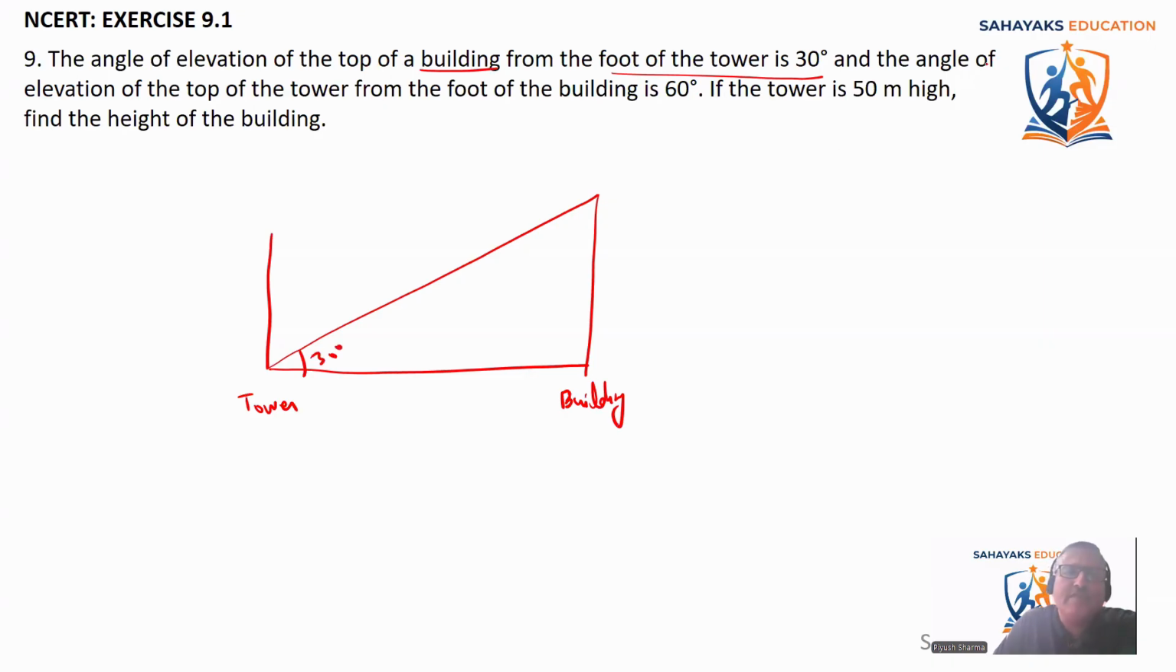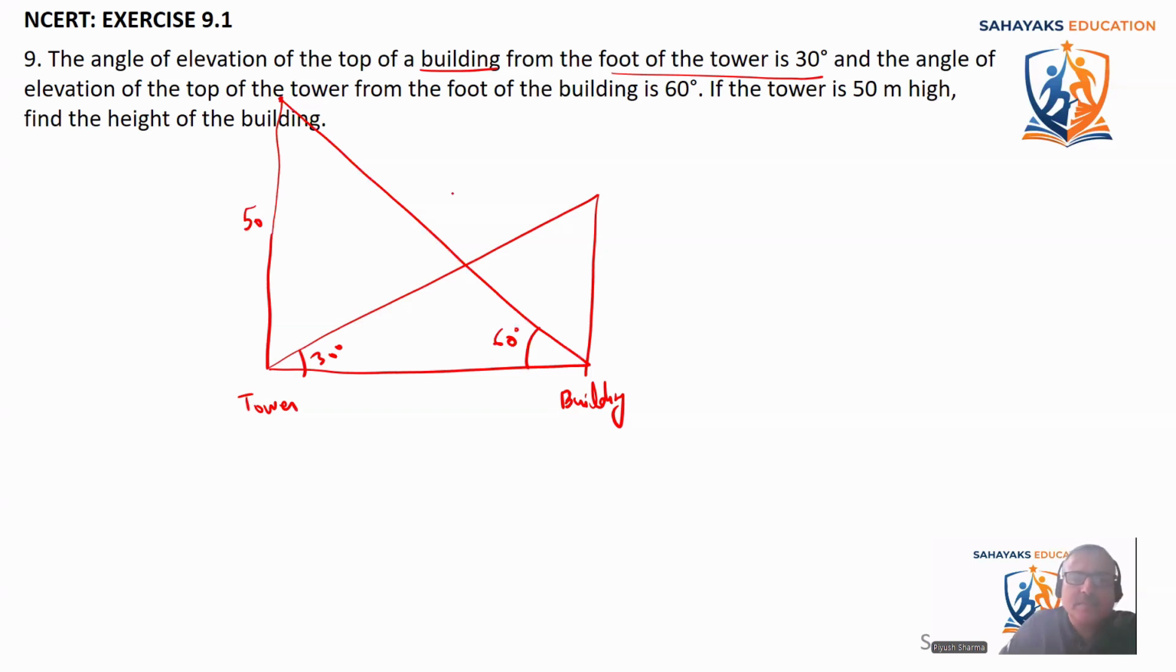And the angle of elevation of the top of the tower from the foot of the building is 60 degrees. So this angle is 60 degrees, that means the tower is a little higher than the building. So I'll just make this the tower. This angle is 60 degrees. If the tower is 50 meters high, find the height of the building.